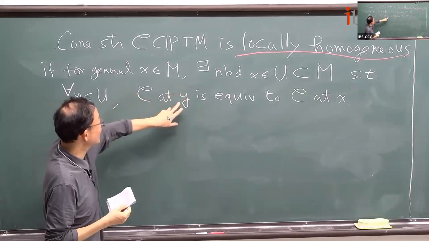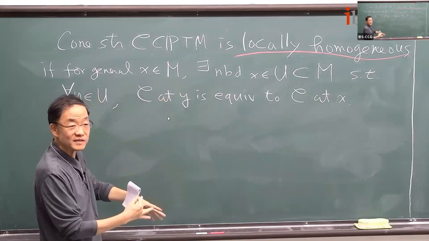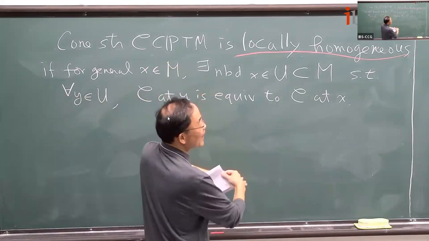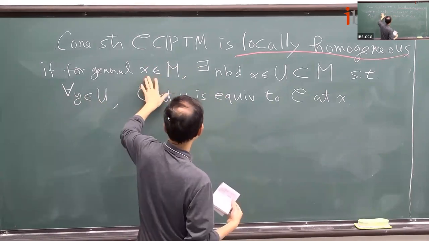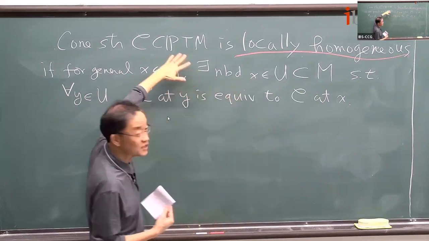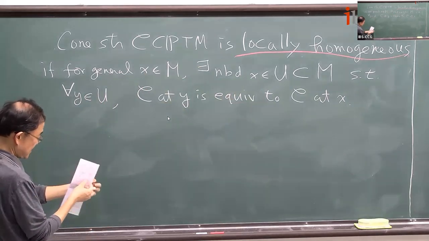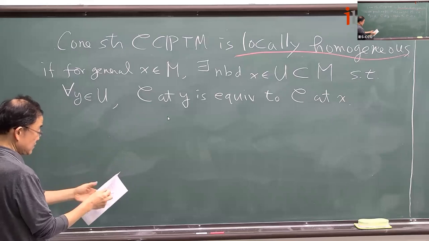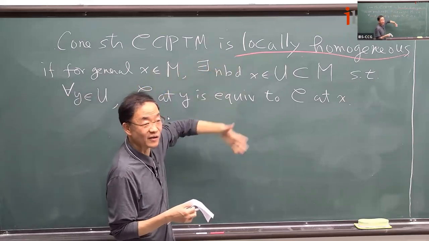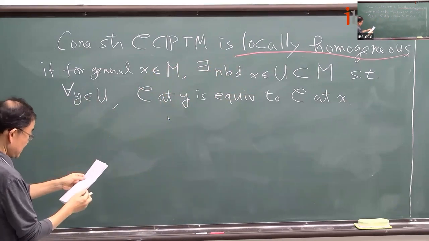It means that in a neighborhood, they look all the same. At each point in the neighborhood of x, the structure looks the same. So there's a local biholomorphic map sending any point to x, in the neighborhood of x, which preserves the structure. That's the notion of local homogeneity. Okay, so for example, in the conformal case, this means that the conformal structure is locally homogeneous in the usual sense.